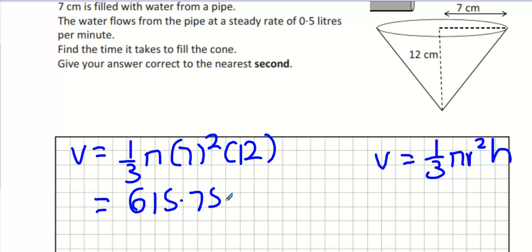Okay, I'm not going to round off this yet. So 615.752. Just leave it at that. Okay. Now, that's how many. This is the question I was asked the other night, I think it was.